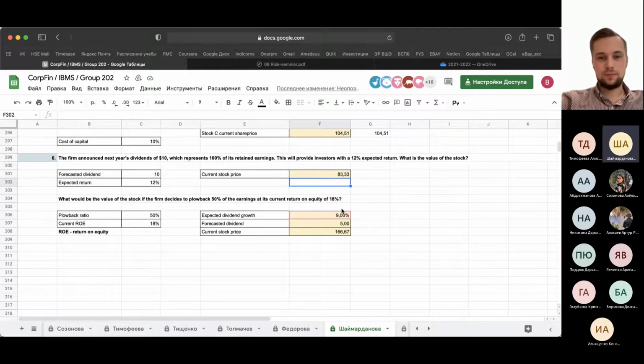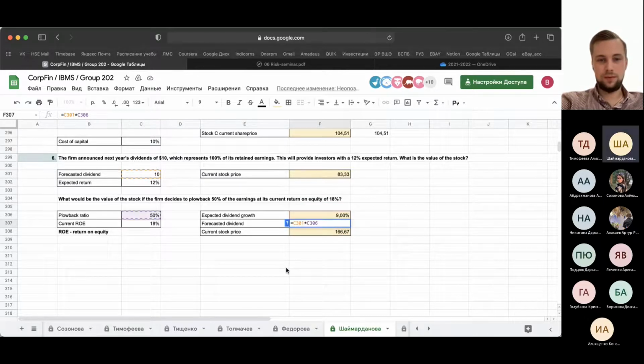Yes, in the second part, we need to calculate the expected dividend growth. To do this, we multiply the plowback ratio by the return on equity. Yeah, that's right. And we get the dividend growth. So then we can calculate the forecasted dividend.